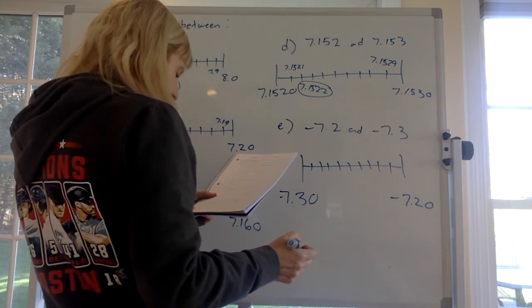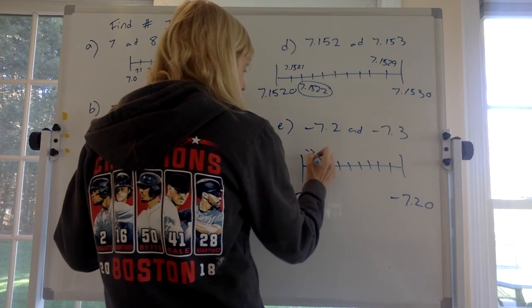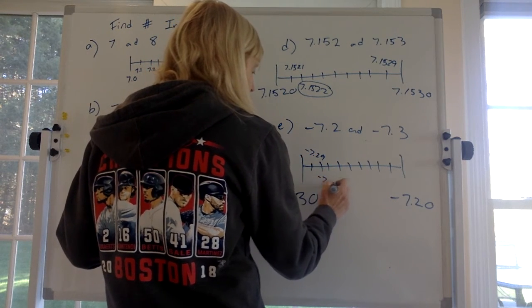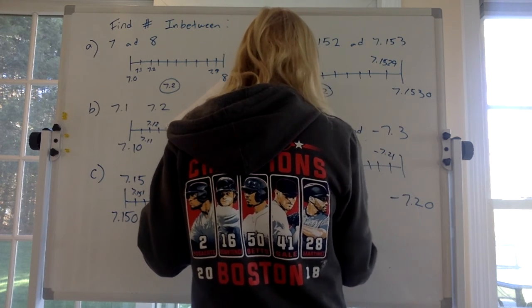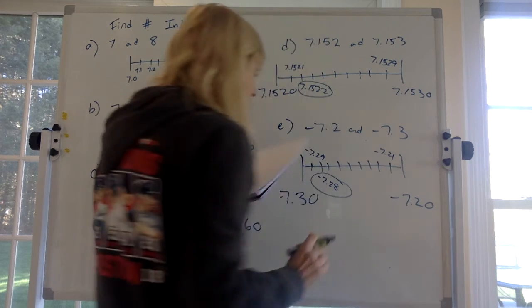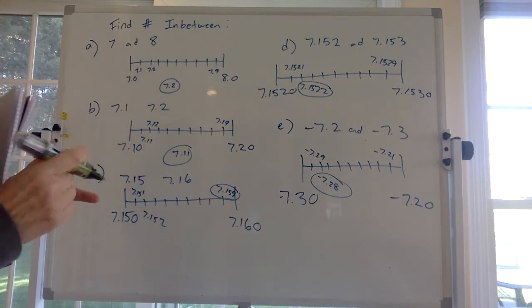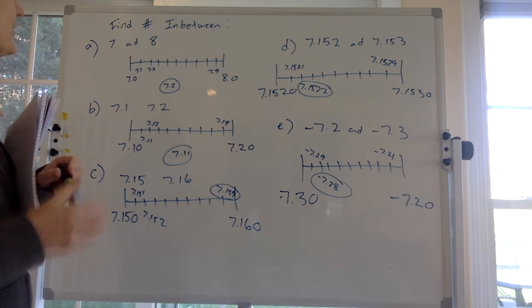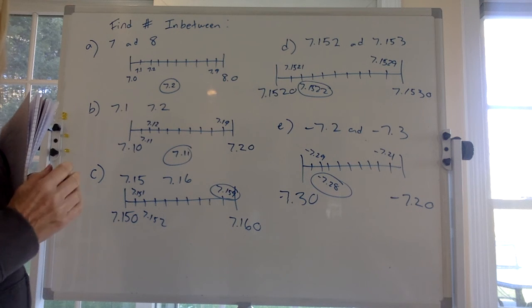But what are we doing this time? We're going down, right? So it's negative 7.29, negative 7.28, all the way down to negative 7.21. So we could pick any of these numbers, maybe negative 7.28. So don't be freaked out if they give you a negative. You can still use a number line. So that's just an easy way to find numbers in between other numbers by using a number line. I hope that helps.